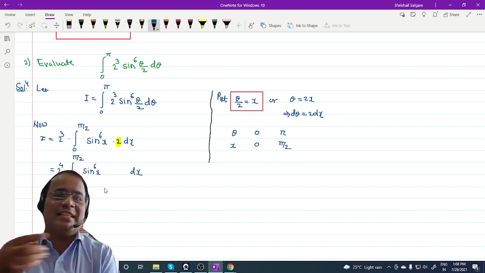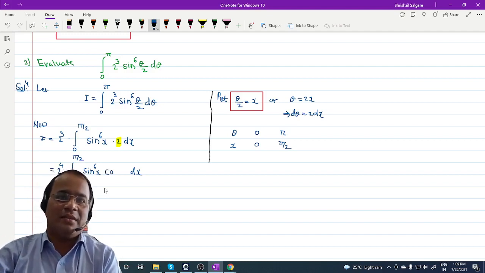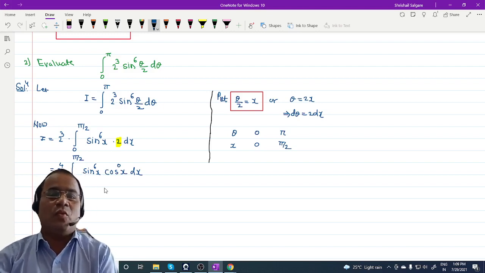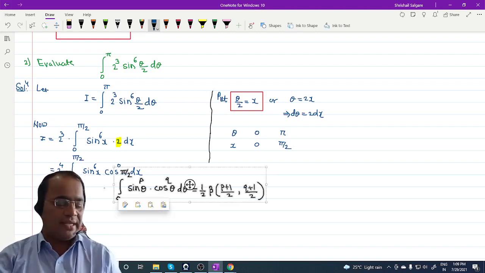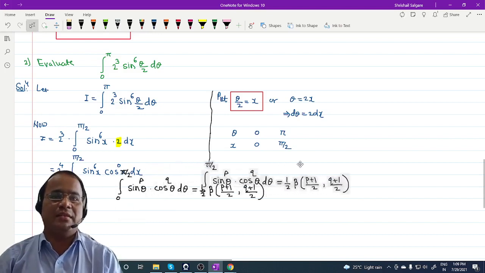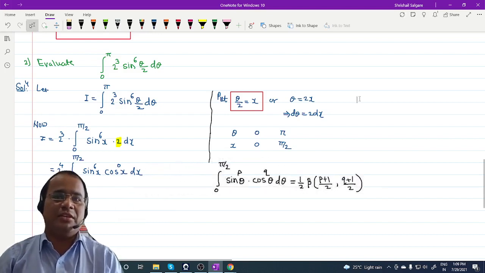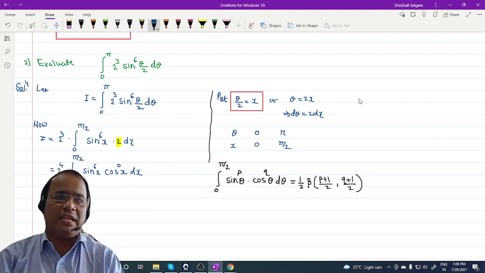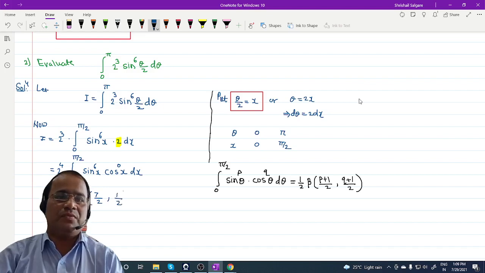Yogesh, yes, you want to say? Yes, anything raised to 0 is 1. So here I have to adjust the term. It can be written as cos x raised to 0. That means the value of q is 0. So once again, you can use this definition. In this definition, you can put q equal to 0. So that's why it can be written as 2 raised to 4 multiplied by 1 by 2, multiplied by beta of (6 plus 1) by 2, (0 plus 1) by 2.